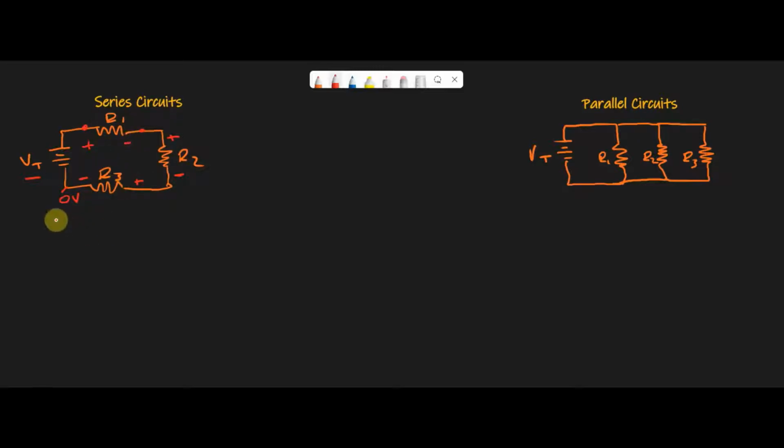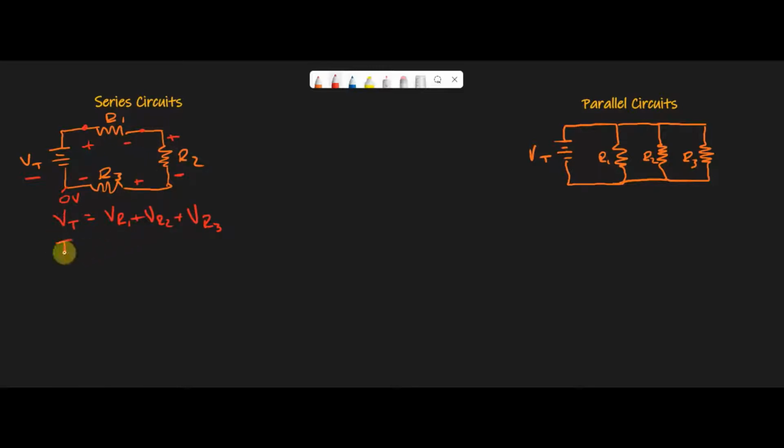So given that, we know then that our total voltage, which is really our battery voltage, is the voltage drop across R1 plus the voltage drop across R2 plus the voltage drop across R3. And this should make sense. If you're dropping whatever voltage you have here across each resistor and you end up with 0, it should equal the total, each drop.